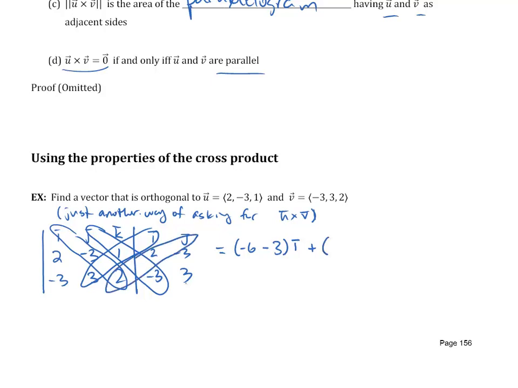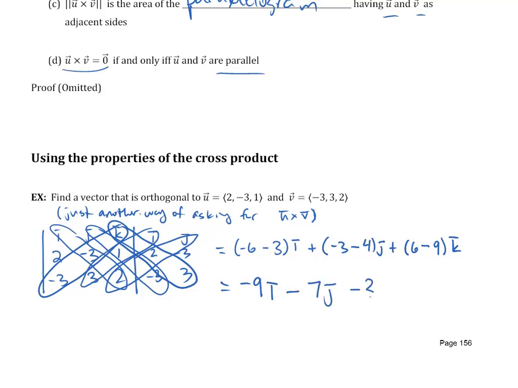Gives me 1 times -3 is -3, minus 2 times 2, which is 4, for j, plus forward diagonal for the k, backward diagonal, so that's 2 times 3, which is 6, minus -3 times -3, which is 9, positive 9k. I get -9i minus 7j minus 3k.